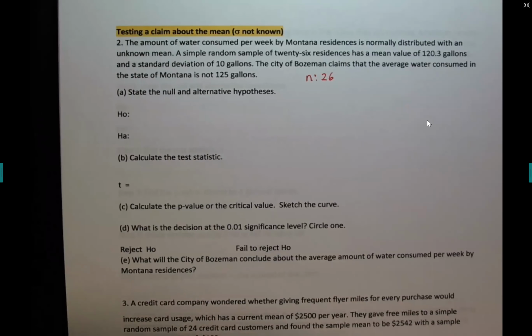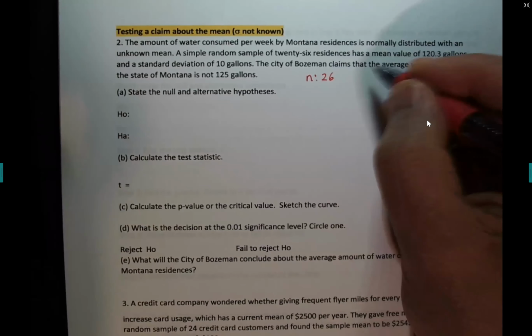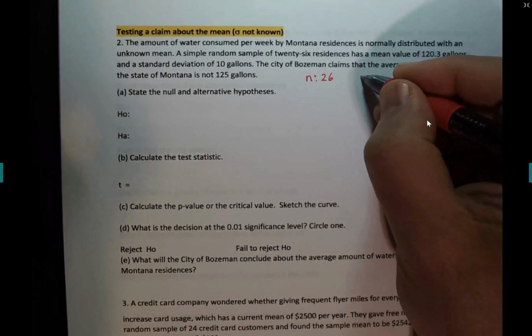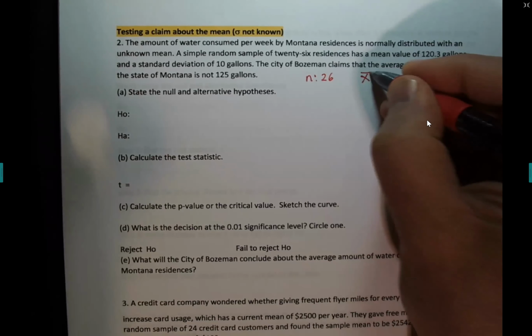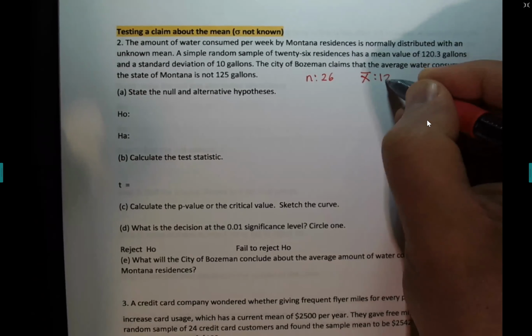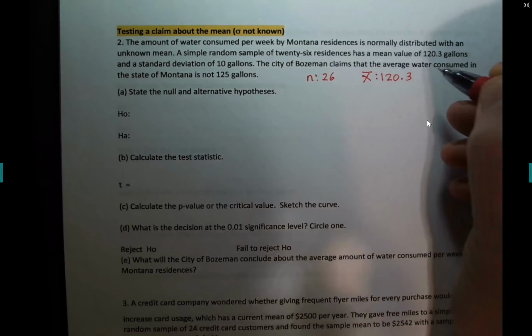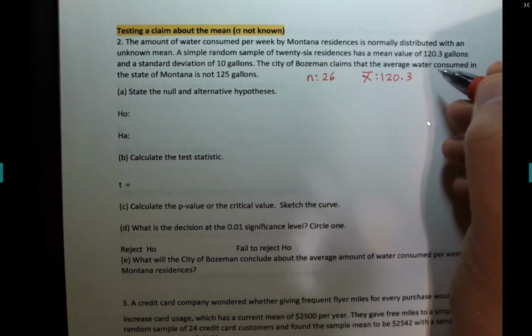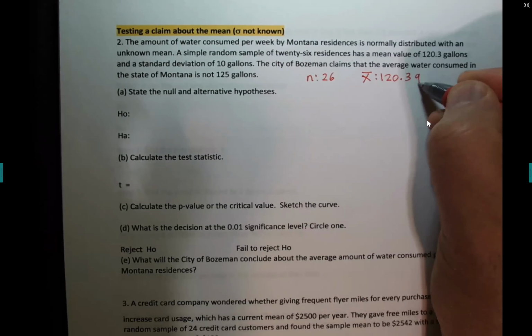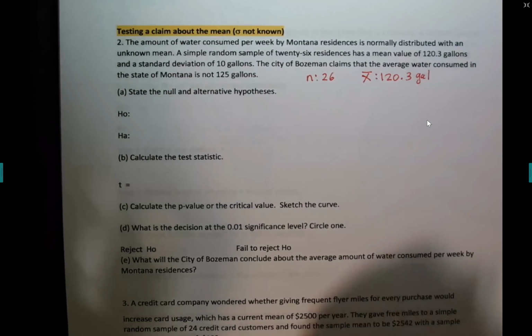Has a mean value of 120.3 gallons. What is this? That's a sample mean, X bar. Just the word mean, guys, the word average, should be an indicator for you that this is X bar. I think it was just tricky because it said unknown mean.